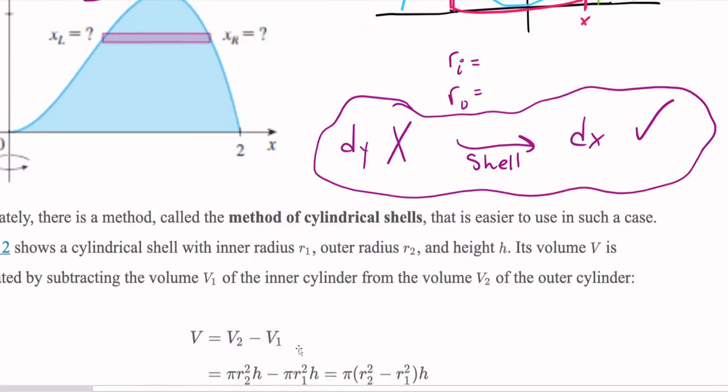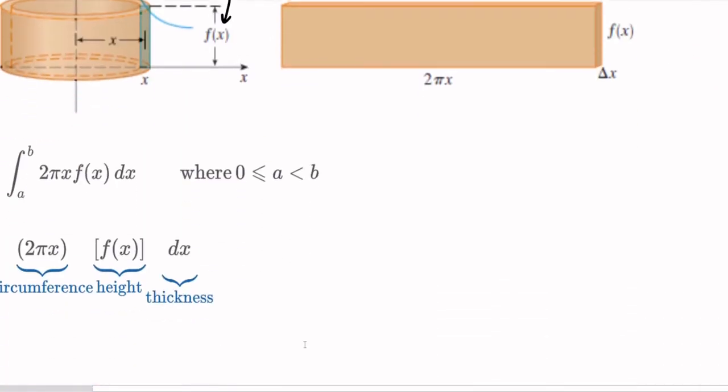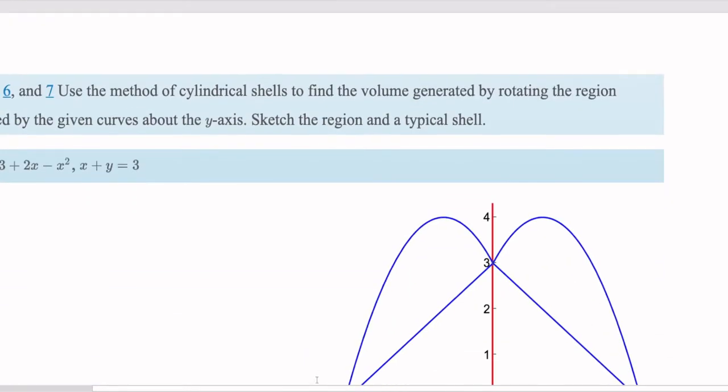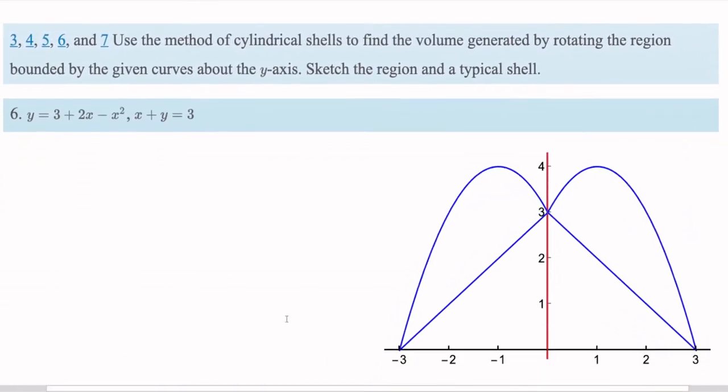So okay, let's go down and do an example. Get you some nice pictures in the example. So we've got this example here. Y equals 3 plus 2x minus x squared, and x plus y equals 3. So first thing we do is we do a little graph. Okay.